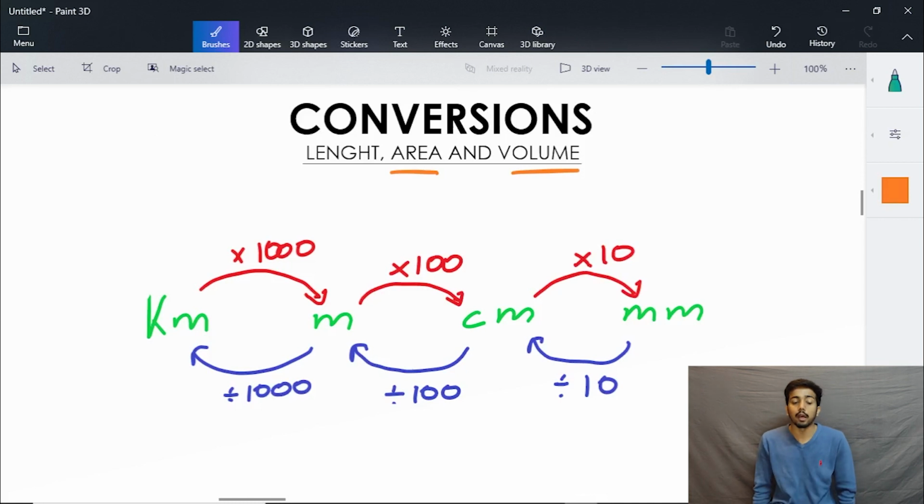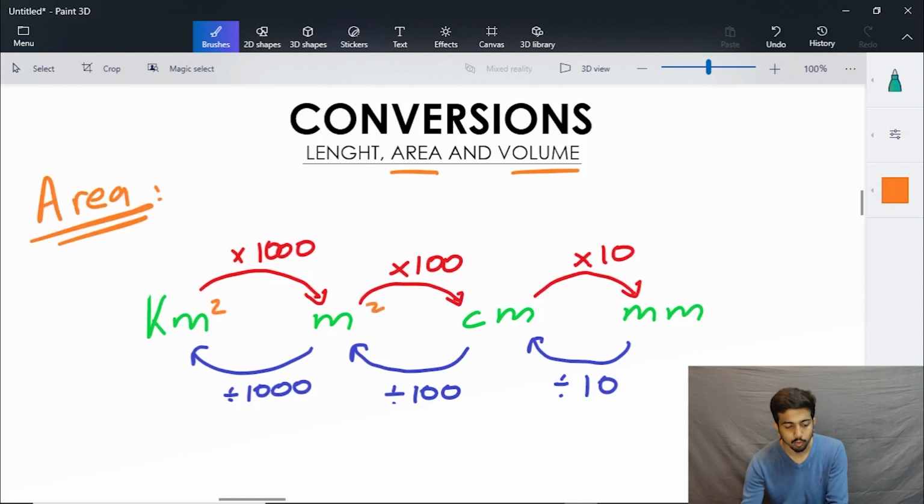Before that, you should know that the units of areas are actually squares. So for example, centimeter square or meter square or kilometer square, centimeter square and millimeter square. So we've actually changed the units, but that's not the only thing we do. There's also one more thing that we need to do.